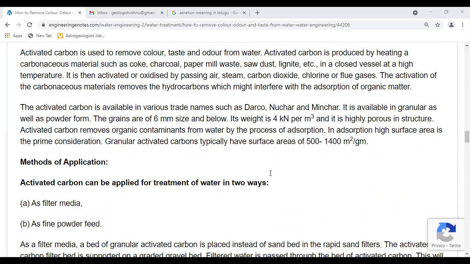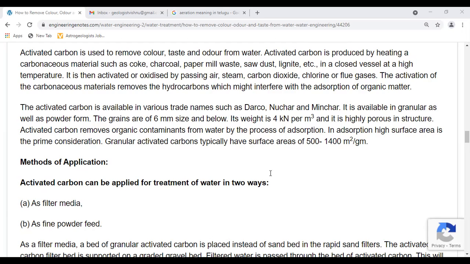Activated carbon is used to remove color, taste, and odor from water. Activated carbon is produced by heating a carbonaceous material such as coke, charcoal, paper mill waste, sawdust, and lignite, for example, in a closed vessel at a high temperature. It is then activated or oxidized by passing air, steam, carbon dioxide, chlorine, or flue gases.